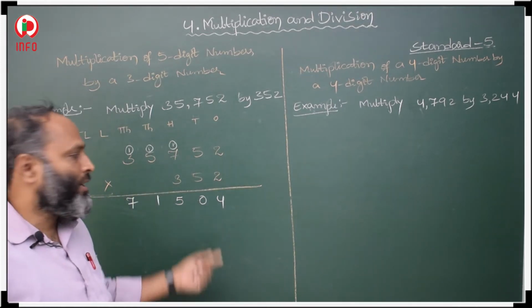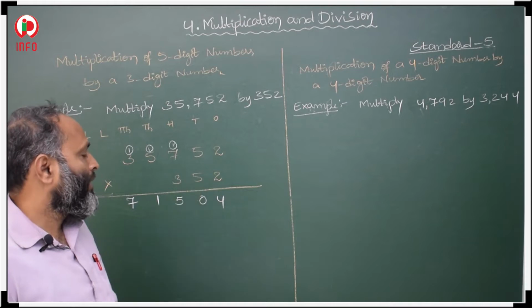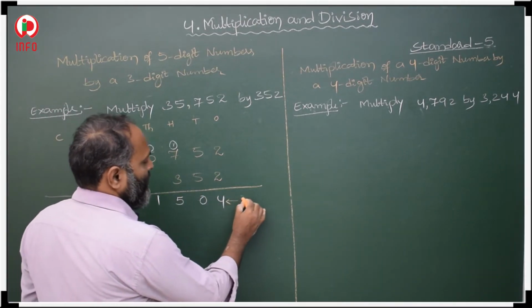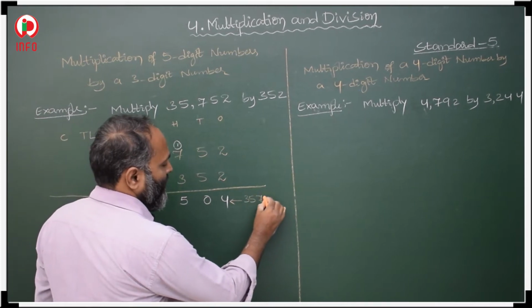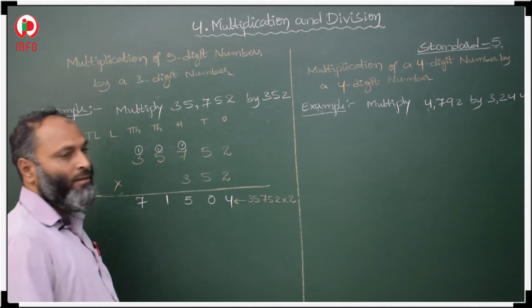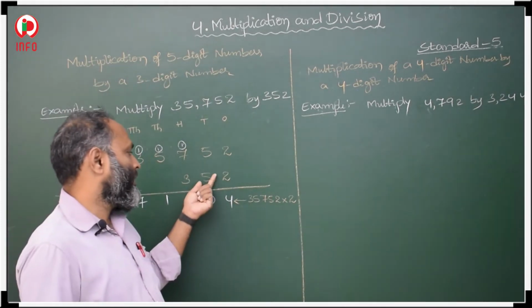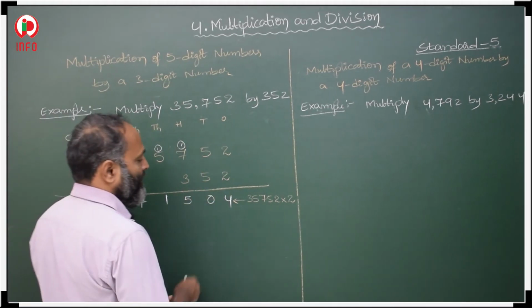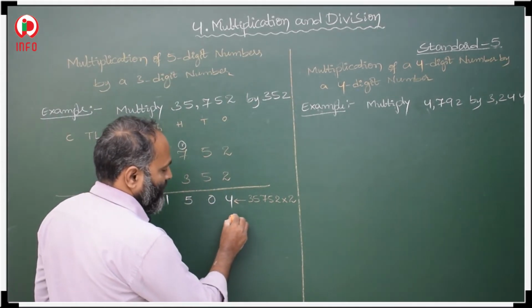Now we start multiplication with 5. So this is the product of 35,752 with 2. Now here with 5. 5 is in the tens place, that is 50. 50 means we have to keep a 0 in the ones place first.